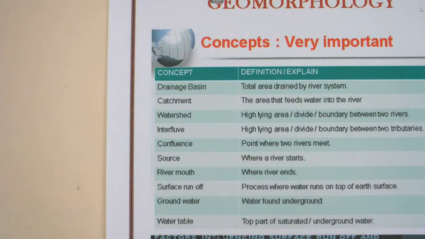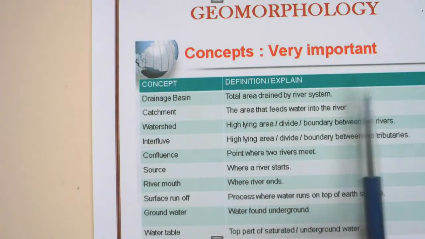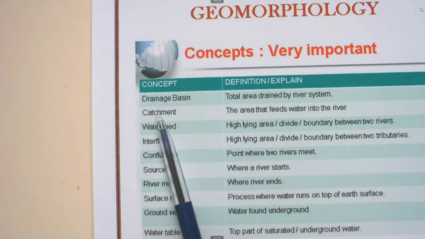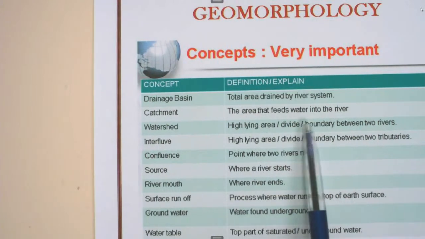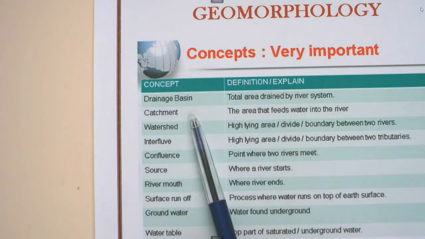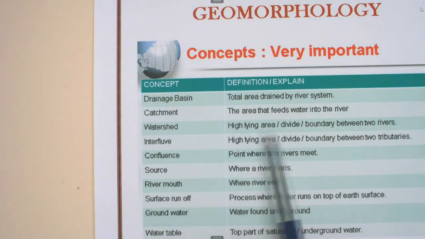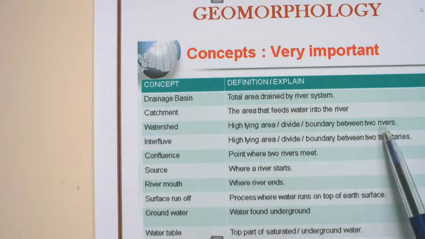Concepts such as drainage basin: the total area drained by the river system, or the river and its tributaries. Catchment, please don't confuse this concept: the area that feeds water into the river is referred to as the catchment area. Watershed: a high-lying area or a divide, a boundary between two rivers.